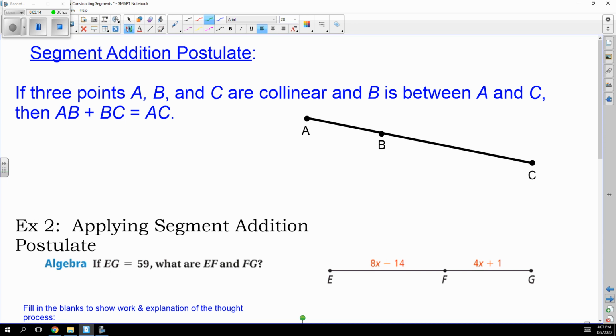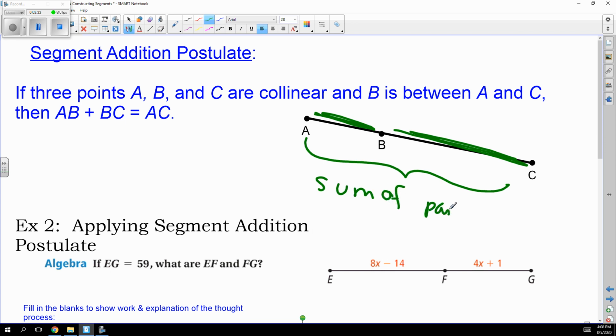But if we have 3 points A, B, and C, and they're all on the same line, such that B is between A and C, then the length of AB plus the length of BC is equal to the length of the whole segment AC. And I like to say that the sum of the parts, that would be AB plus BC, is equal to the whole, which is AC.